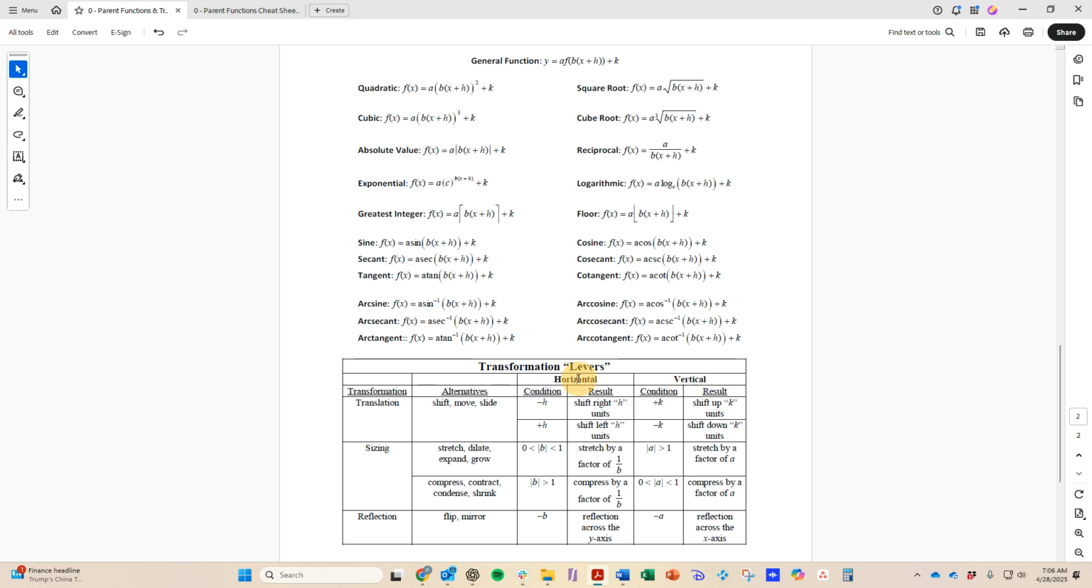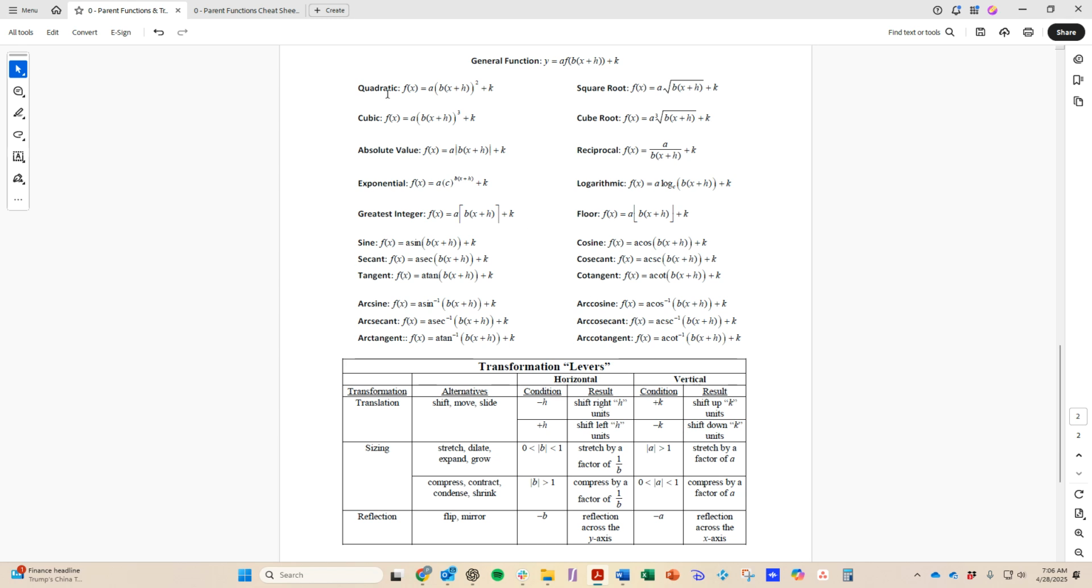And remember, whatever happens inside with horizontal is backwards of what you might think. So negative goes right, positive goes left, bigger than 1 actually shrinks, between 0 and 1 actually stretches. You've got to remember those are always the reverse of what you think. Whereas on the outside, everything's as you might imagine. If you add K, that's going to move up. If you subtract K, it's going to move down. If A is greater than 1, it's going to stretch it vertically. If A is between 0 and 1, it's going to compress it vertically.